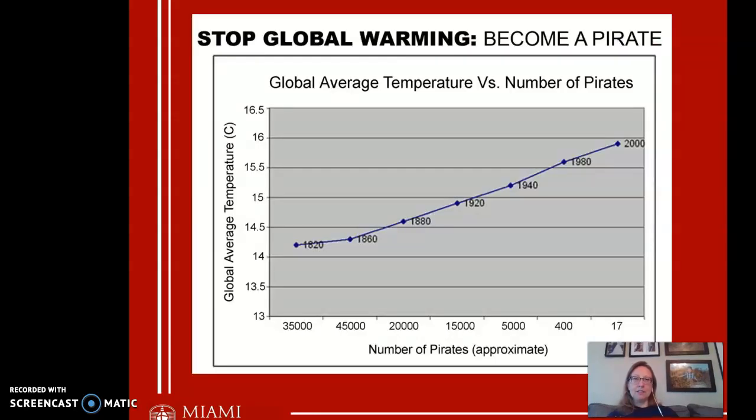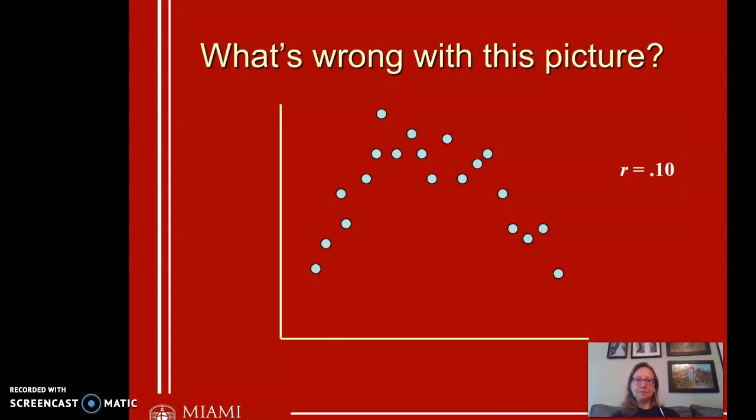All right, another example. If we look at the relationship between global temperature and pirates, those tend to go up at the same rate over time, right? As time goes on, we have more pirates and we have higher temperatures. But it's not like the pirates are causing global warming, and it's not like global warming is causing people to become more pirates. It's because our population is growing over time that those things appear to be related.